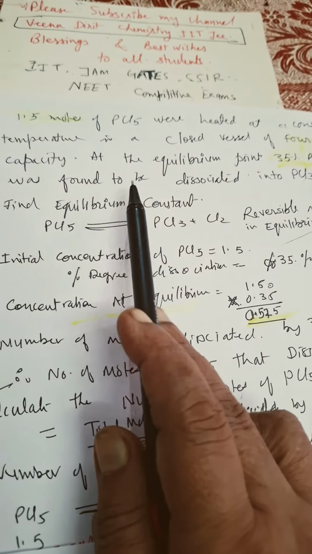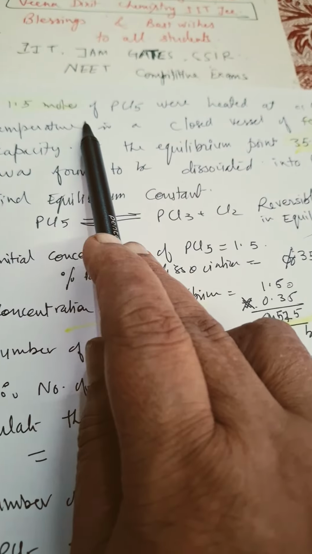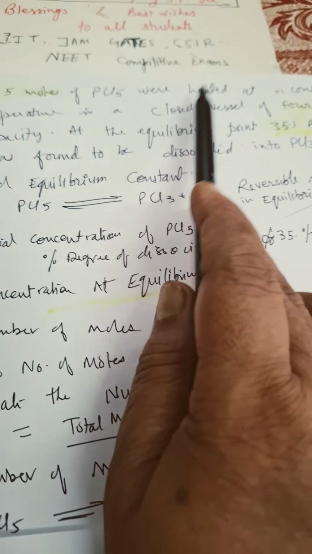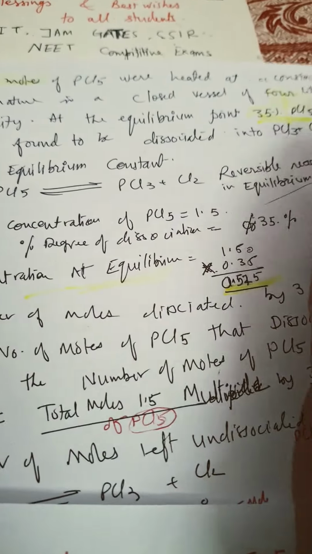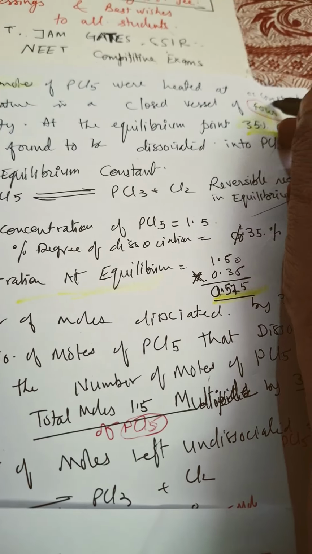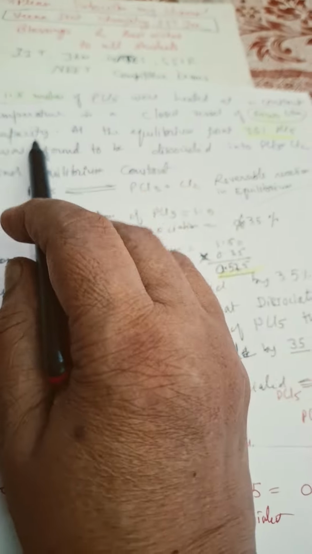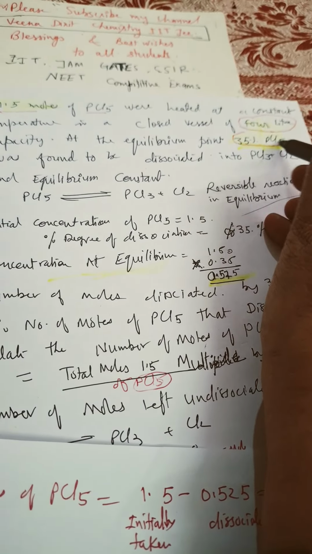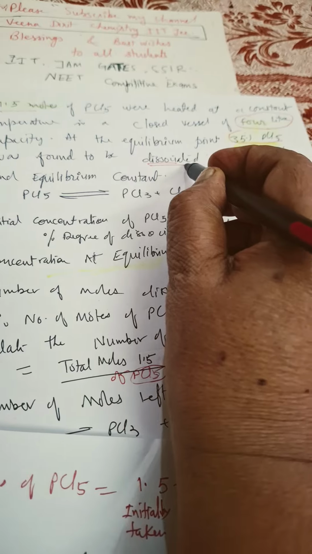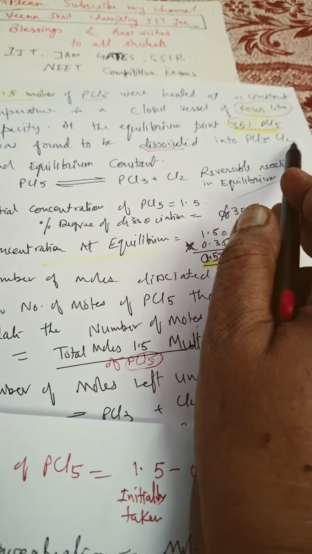Here we are discussing chemical equilibrium. 1.5 mole of PCl5 were heated at a constant temperature in a closed vessel of 4 liter capacity. Okay, so volume is given, 4 liter. Number of moles of PCl5 given is 1.5. At equilibrium point, 35% was dissociated, means 35% dissociated into PCl3 and Cl2.